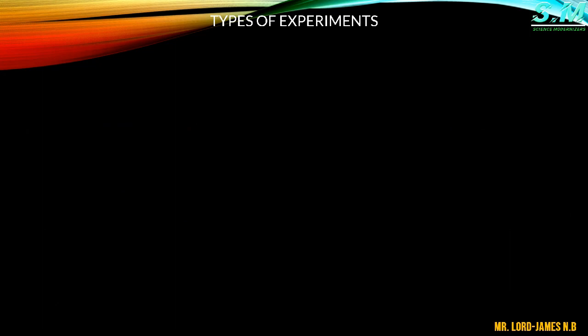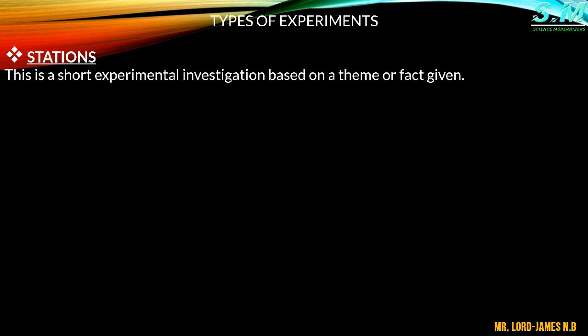So in the lab, in fact, we have types of experiments mostly involved in physics. And the first one, we have the station. So what is a station? This is a short experimental investigation based on a theme or a fact. Basically, here the experimenter is not given a procedure, but you are just given a set of materials in order for you to verify an existing phenomenon.